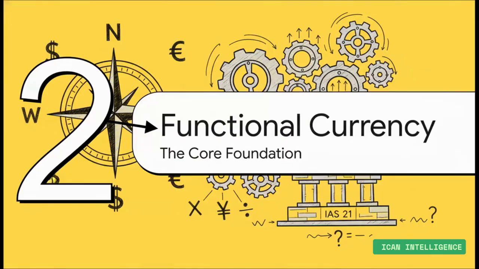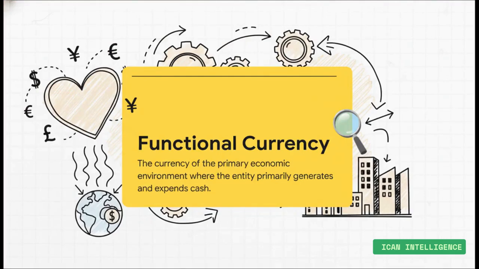Now, before we can account for a single transaction, we have to establish our starting point. And this right here is the absolute foundation of all foreign currency accounting. It all starts with determining the functional currency. Think of the functional currency as the economic heartbeat of the company. And here's a key tip. It's not necessarily the currency of the country where the company is headquartered. It's all about the environment where it primarily makes and spends its cash.